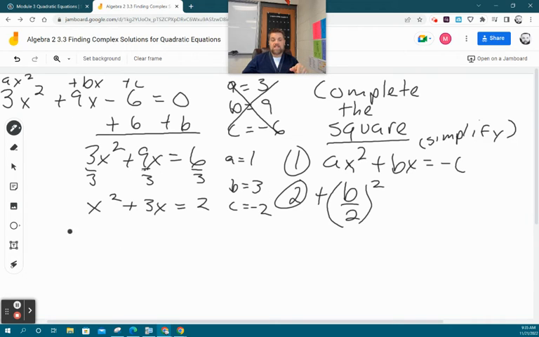But the process is the same, so I'm going to say x squared plus 3x, and then add 3 over 2 squared to both sides. So I'm going to say plus 3 over 2 squared, plus 3 over 2 squared. See how that works?